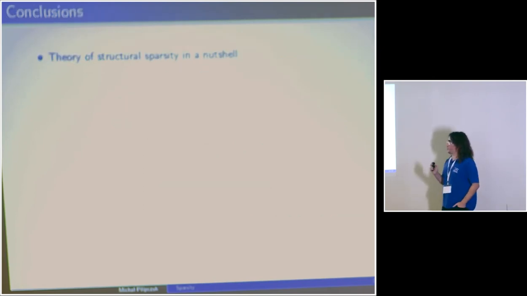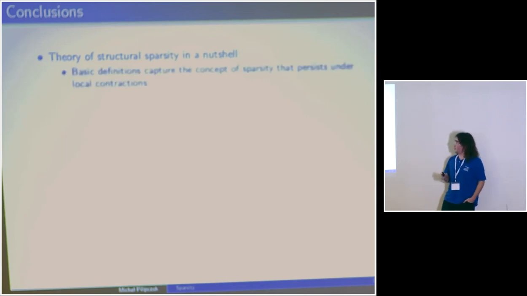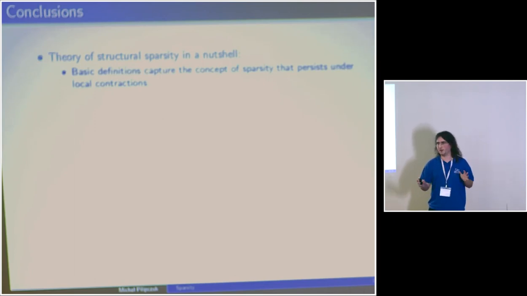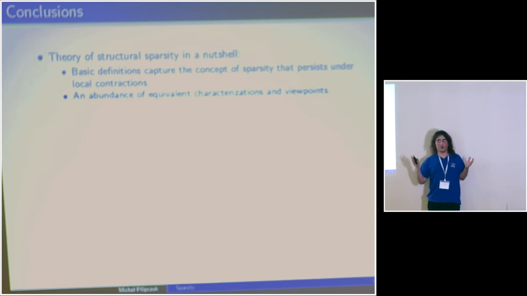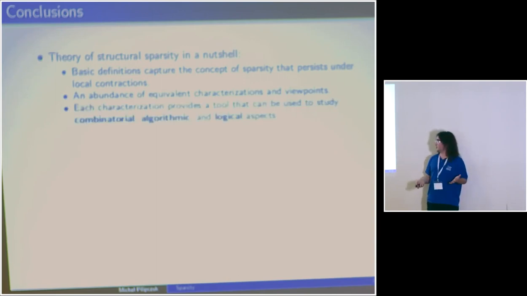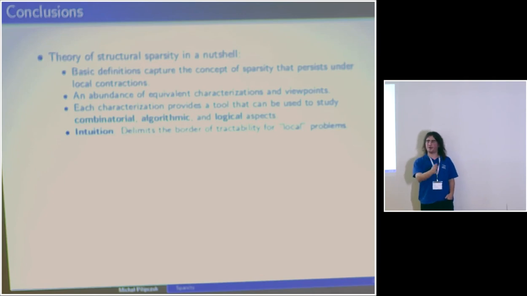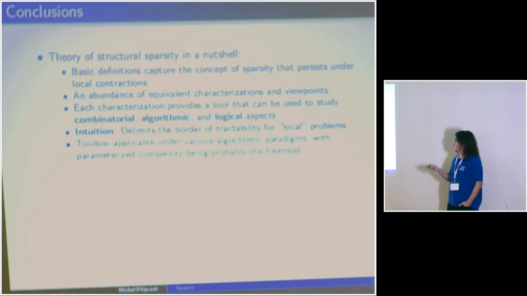Good, so to conclude. The theory of structural sparsity in a nutshell is that in the basic definition we try to capture sparsity that persists under local contractions. However, there is an abundance of equivalent definitions that can be used. And there are many applications of this in combinatorics, in algorithms, and in logic. The intuition is that it delimits the tractability area of local problems. So this toolbox is applicable not only for parameterized complexity, but is in some sense a very interdisciplinary area of study.